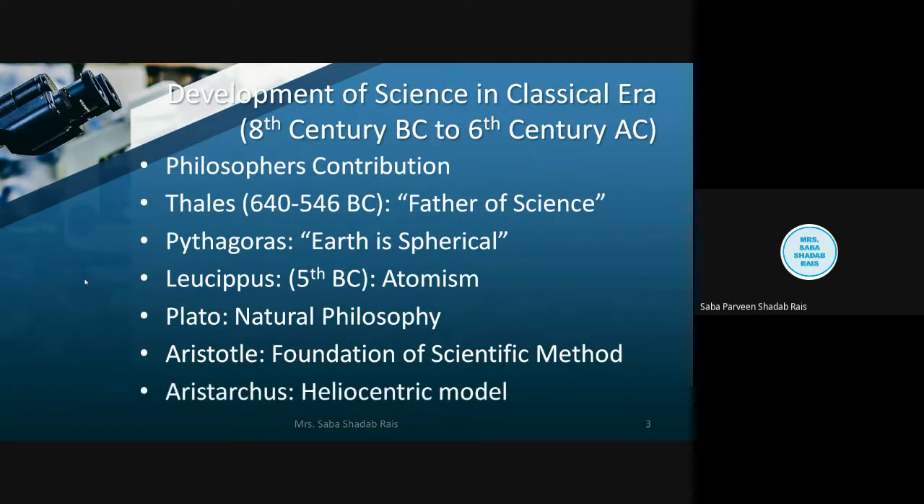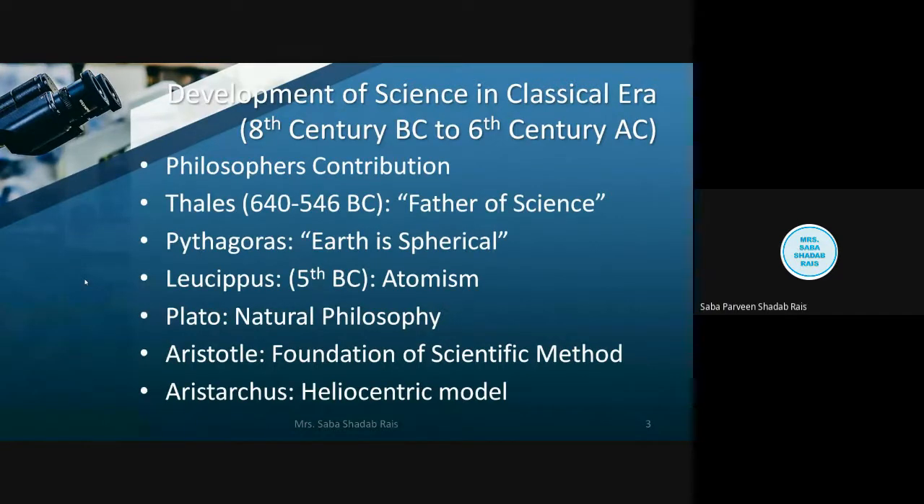Then next was Aristarchus of Samos, in 200 BC, the first known person to propose the heliocentric model of the solar system. The heliocentric model is a theory that places the sun at the center of the universe, with the planets orbiting around it. This heliocentric model replaced geocentrism, which is the belief that earth is at the center of the universe.